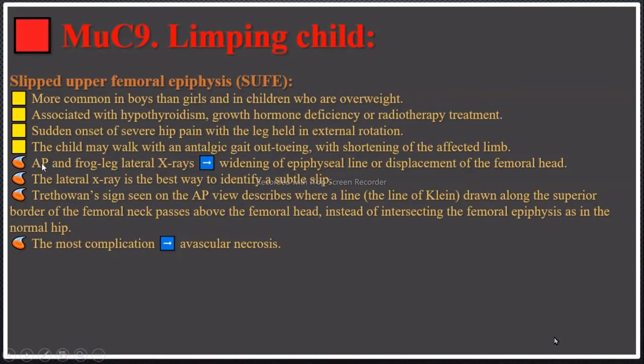What is the view? It's a common question. So AP and the frog leg lateral X-ray. What is the finding? It's a common question. Widening of epiphyseal line or displacement of femoral head. Of course, you will check for one sign. It will be on the AP view. It's a line drawn along the superior border of femoral neck, passes above the femoral head, instead of intersecting the femoral epiphysis as in the normal hip. The most common complication, avascular necrosis.